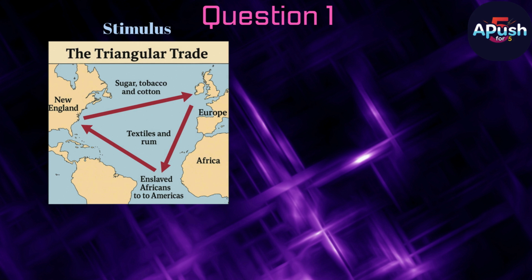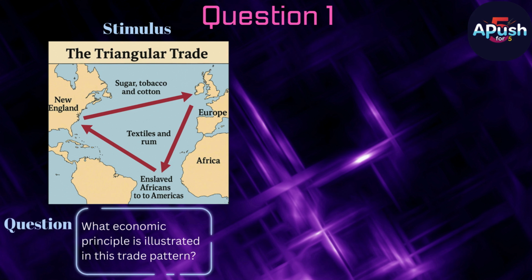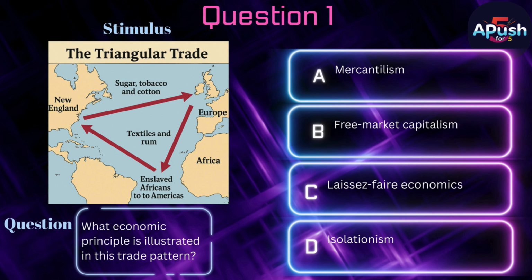Question 1. Stimulus. See the image. Question. What economic principle is illustrated in this trade pattern? A. Mercantilism. B. Free market capitalism. C. Laissez-faire economics. D. Isolationism.